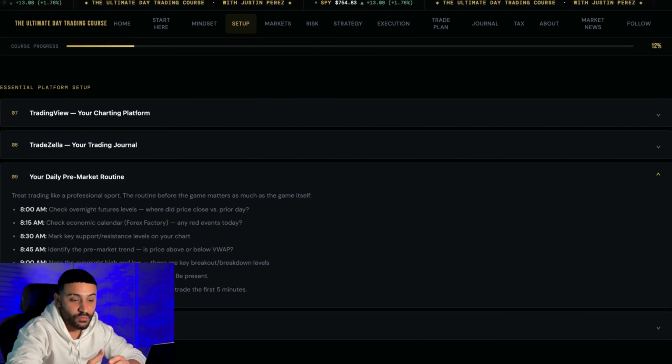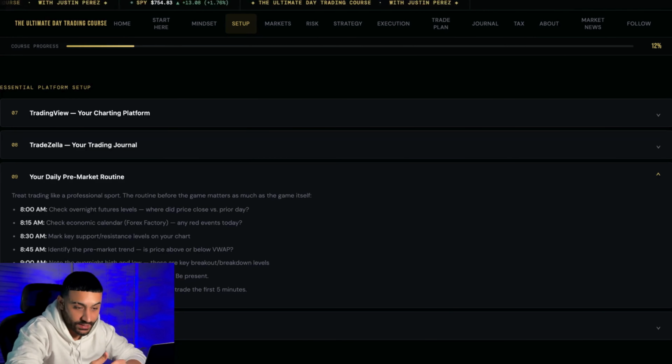Your daily pre-market routine. Treat trading like a professional sport. The routine before the game matters as much as the game itself. 8 a.m., check overnight futures levels. Where did price close versus the prior day? 8:15 a.m., check the economic calendar like Forex Factory or Financial Juice. Any red events today, make sure you look out for those red folders. 8:30 in the morning, mark key support and resistance levels on your chart.